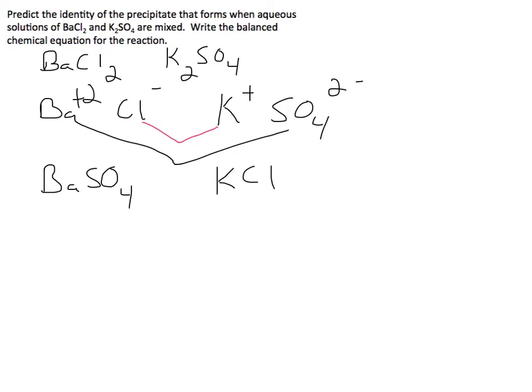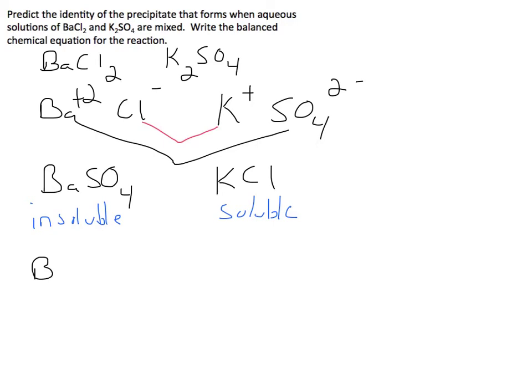And then we have to look at whether they're soluble or insoluble. And what we find is that sulfate with barium is going to be insoluble, according to the solubility rules, and potassium chloride is going to be soluble. So then we can just say, let's write out that equation.